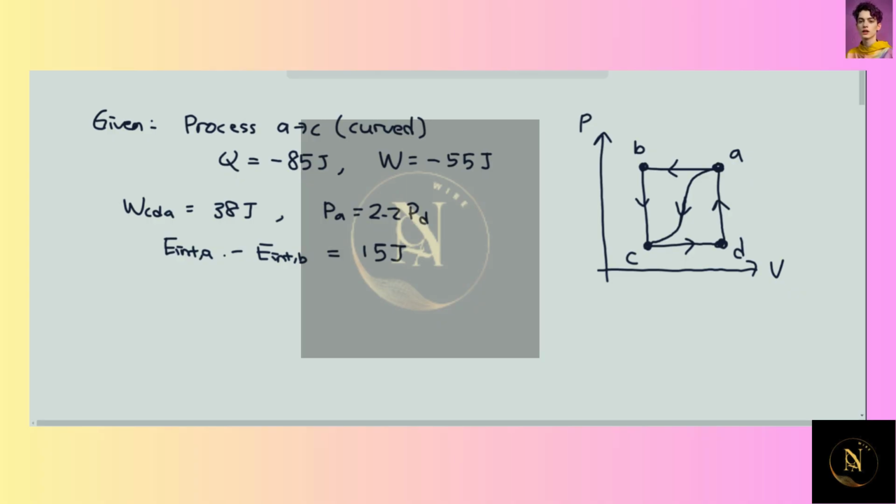In this question, we have a PV diagram of an ideal gas, and then it underwent several processes. We are given that from A to C, the curve path, the Q is negative 85 joules, the W is negative 55 joules. And then in part A, we want to find the change in internal energy, E internal A minus E internal C.